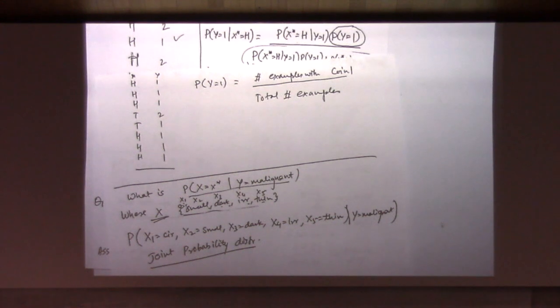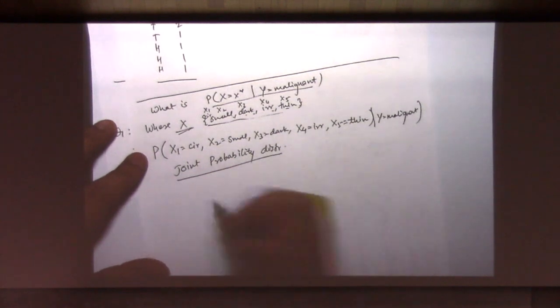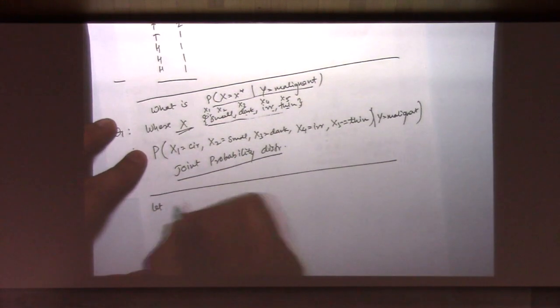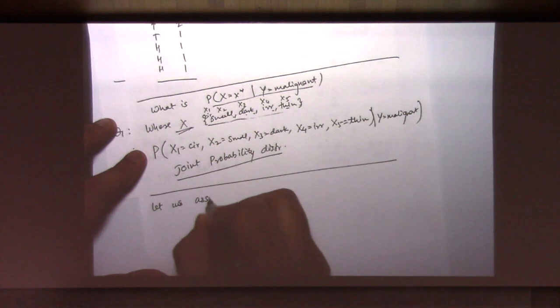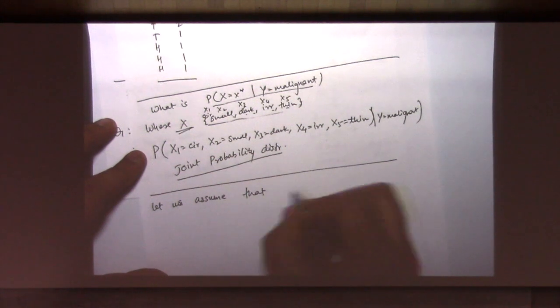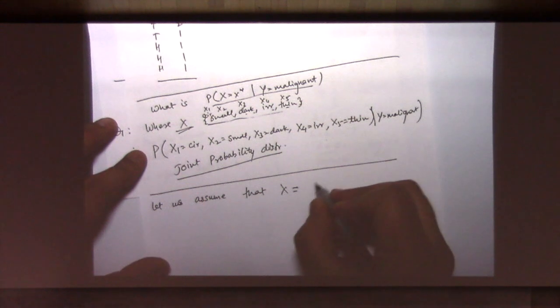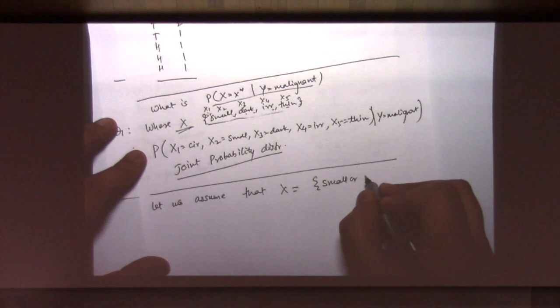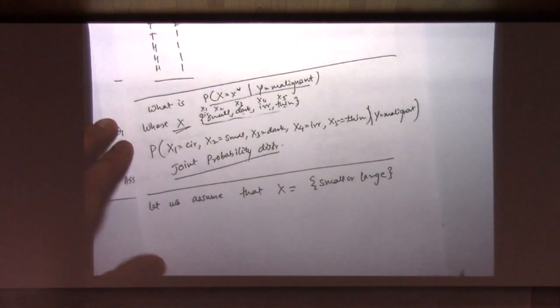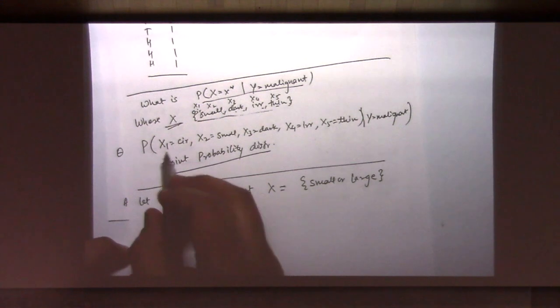Now how do you compute that? So that's the interesting part. If you think of a probability distribution for these kinds of random variables, you can create a table. For example, let us assume that x was just a single variable, which could either be small or large. That's all. So you can compute the probability of x.